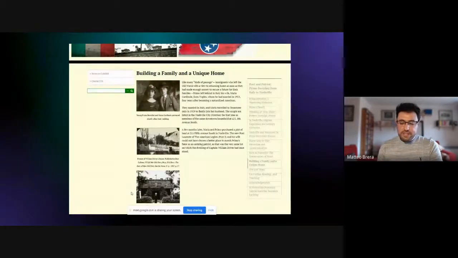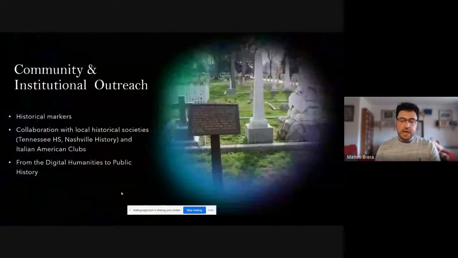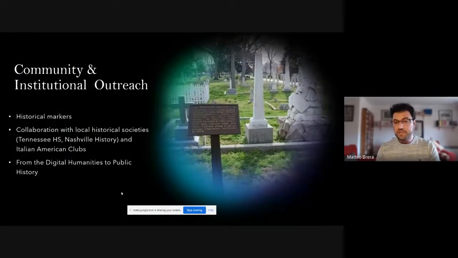So an interesting aftermath of this exhibit was the creation of very strong ties with local institutions and local Italian American clubs, which would lead at some point to the creation of the Primo Bartolini historical marker, where the house once was. It stood there until 2015, when it was razed to the ground to make room for multi-story buildings, as it usually happens these days, especially in booming cities like Nashville.